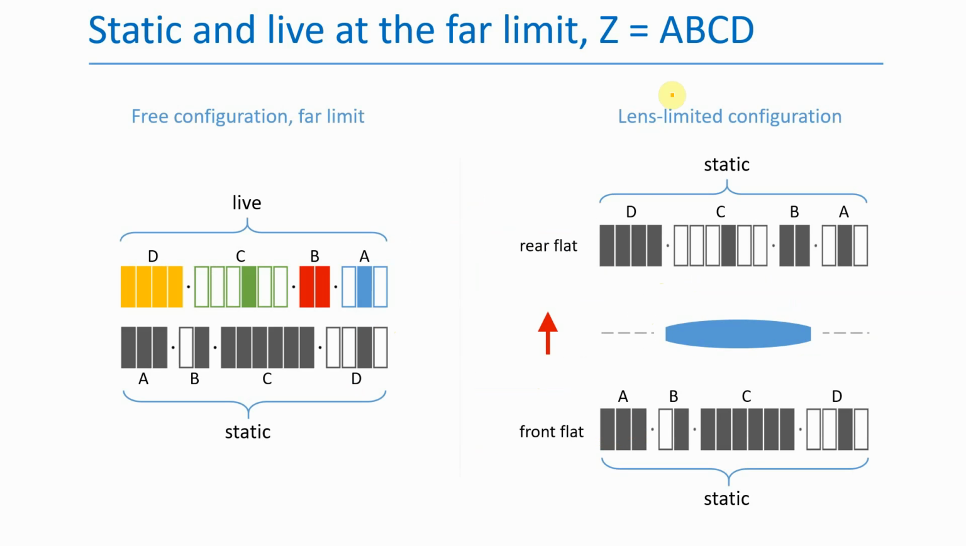But the calculation in Lecture 2 was about something else. That was in the lens-limited configuration. We were given a pattern at the front flat, and we calculated the pattern at the rear flat. Those chains described two different planes. Also, both of the patterns were static only. Here is different. Both chains are present simultaneously in the same plane. One is static, the other is live.